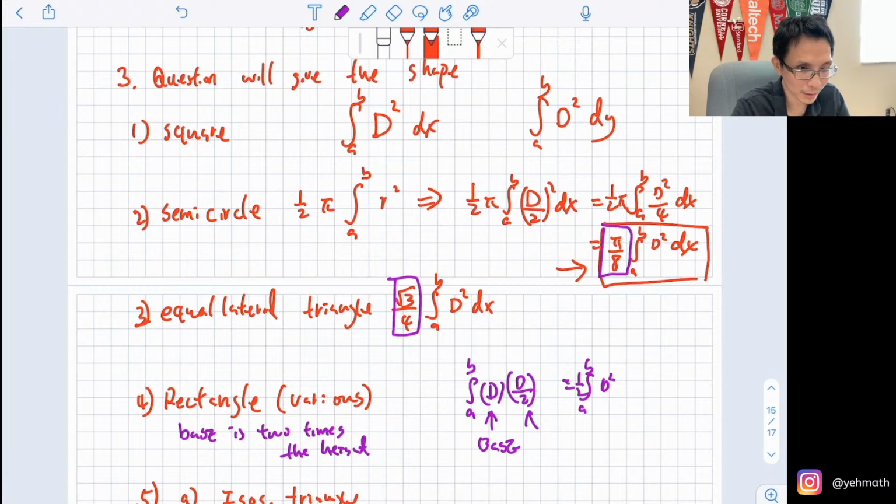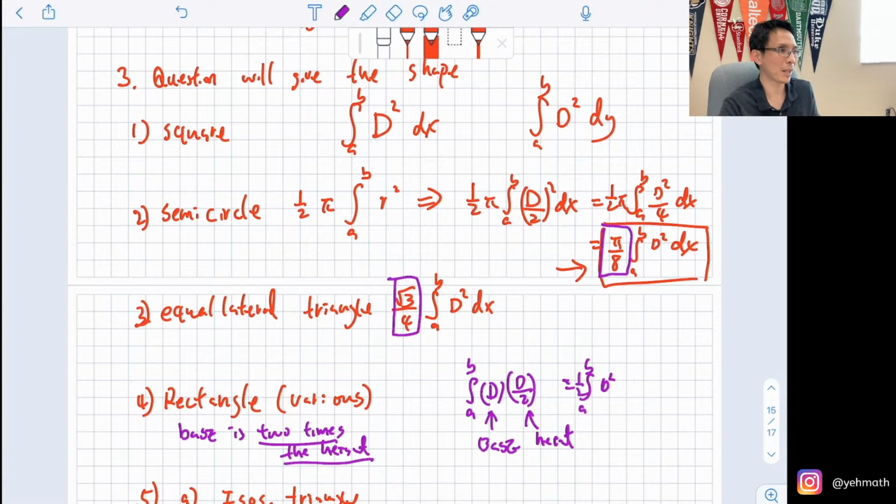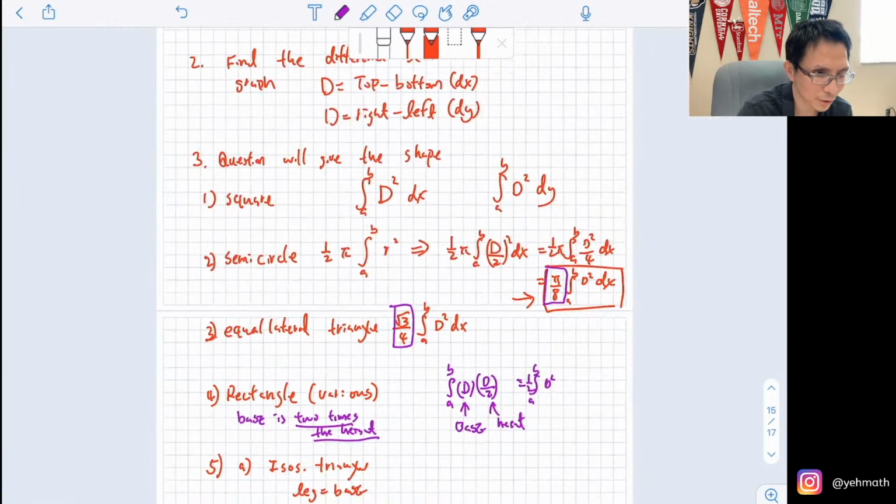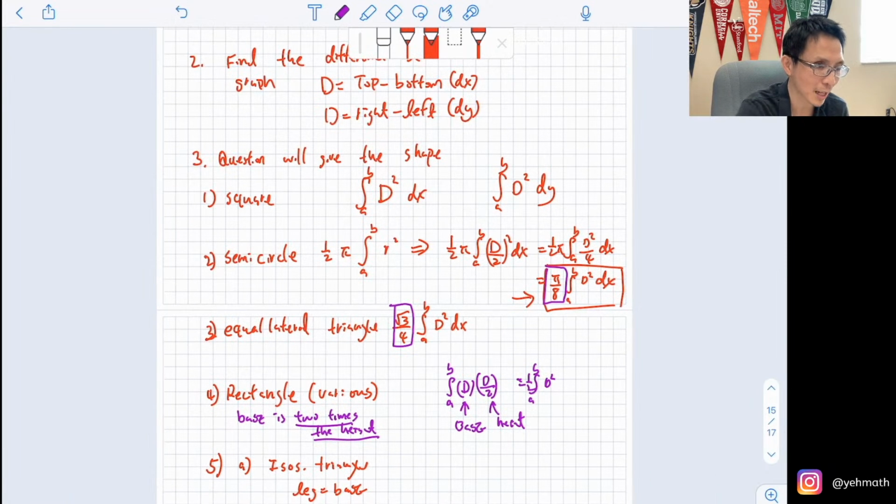So this is the base, this is the height, because they say it's 2 times the height. So base is longer than height, therefore height is half the base. So be careful how the question is worded, and that's something you need to pay attention to. Today you just have to find out the d and decide which shape you're going to use. That's it. You remember it's either d squared with 1 in the front, or pi over 8 in the front, or square root 3 over 4 in front, depending on the shape.